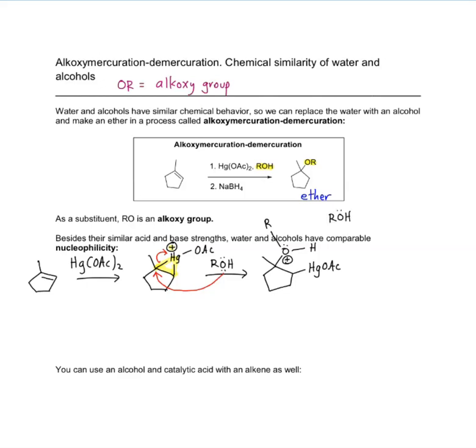The first time we saw the mechanism for oxymercuration-demercuration, on the previous page, we used water to remove this proton. You could also use acetate, and the same is true here. You could use acetate, but there is no water. We do have alcohol, and so another alcohol molecule is going to end up removing that proton.